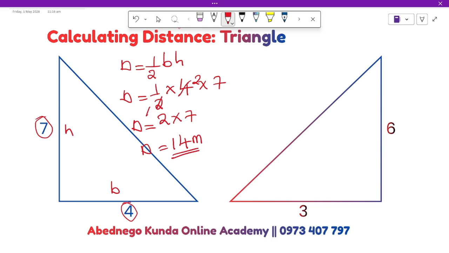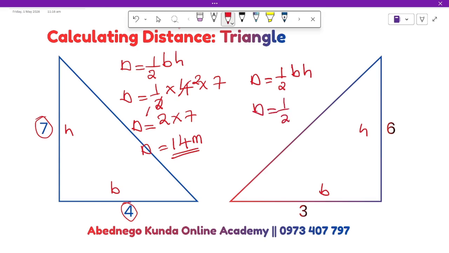Okay, we're done. We come to this other one, so meaning this is our height and this is our breadth. So distance is equal to 1 over 2. So now these formulas, you need to make sure that you master them, because they will not be provided for you in the exam.